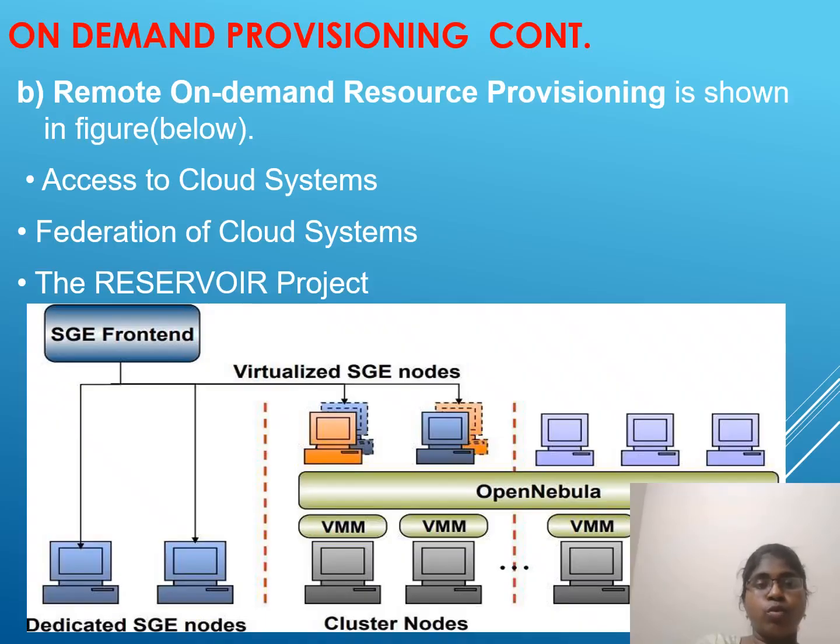This is the remote on-demand resource provisioning diagram. It has an SGE front-end and virtualized SGE nodes. It will be connected to multiple physical servers, and the physical servers are connected to OpenNebula and virtual machines, clustering nodes in separate virtual machines to access dedicated SGE nodes, connecting all the systems and physical and virtual servers to all the demanding processes of the resource, to access cloud federation through the VMM.